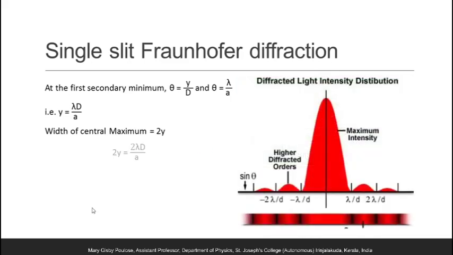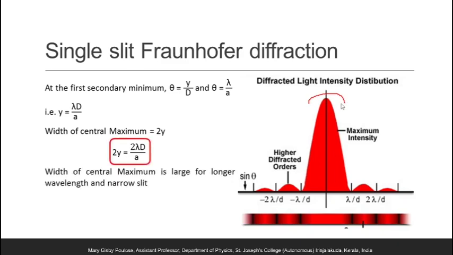Thus 2y is equal to 2 lambda D by a. The width of the central maxima can be obtained as 2 lambda D divided by small a. The width of the central maxima is large for longer wavelength and narrow slit. That comes from this expression: lambda is in the numerator and small a is in the denominator.